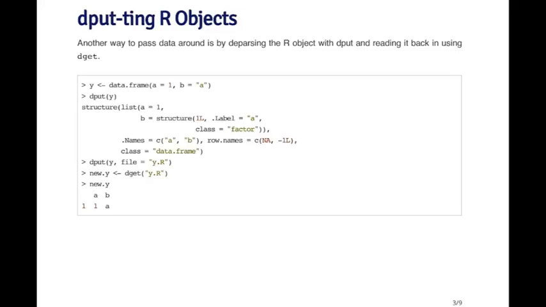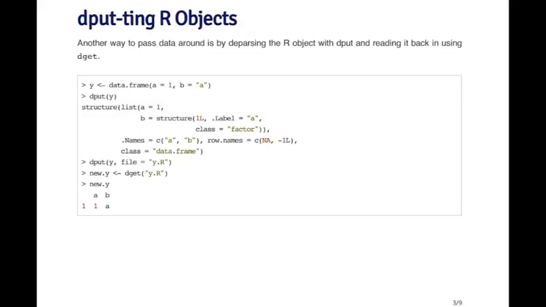The dput function takes an arbitrary R object, and it will take most types of R objects except for some more exotic ones, and it will create some R code that will essentially reconstruct the object in R. So here I'm creating a small data frame. It's got two columns. The first column is called a, the second column is called b. And then I'm going to dput this data frame, and if you just call dput, it will just output the result to the console.